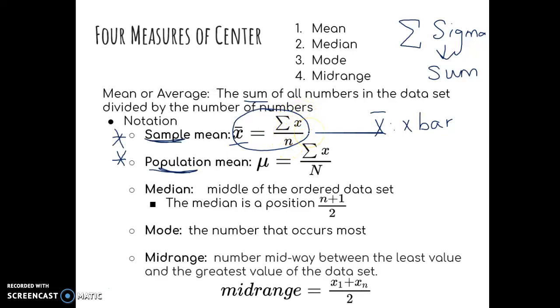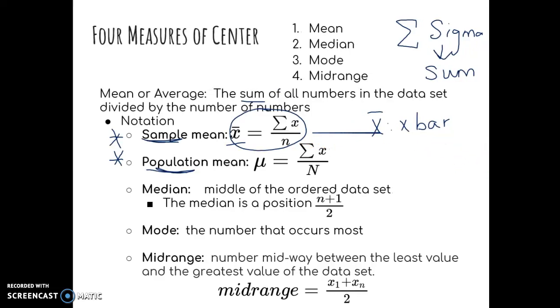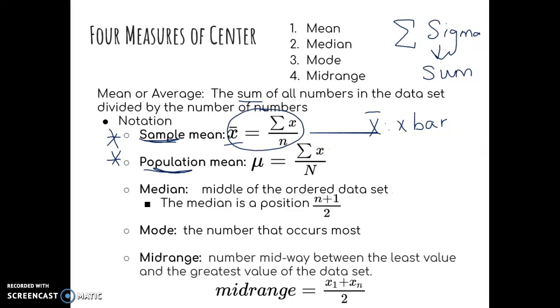So this may sound familiar, may sound like something that you have done in the past. Most people have at some point found the mean. So I'm pretty confident that this will be a review. Now you might see that there's a second mean. This is the mean for a population. We call it a population mean.